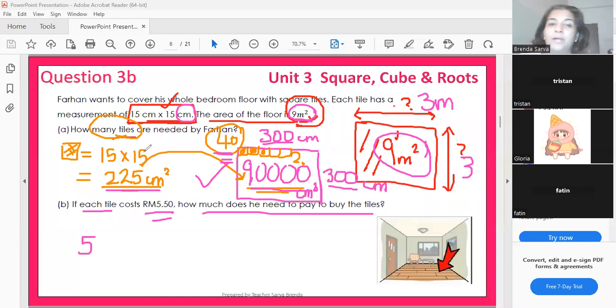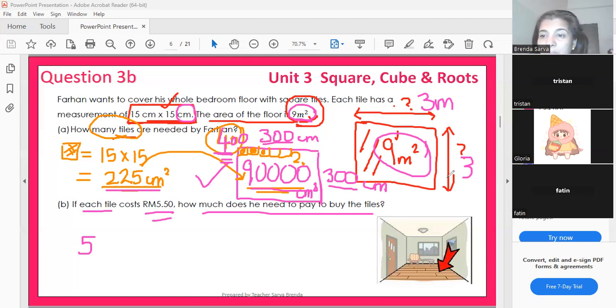How about Tristan also got 400? Okay, that means I think Natasha, Gloria, maybe you missed the zero somewhere. It's 90,000 divided by 225. So sorry guys, it's 400 tiles. Okay, 400 tiles. Really? So much? It's only a room of 3 meter by 3 meter with 15 cm tiles. Yeah, 15 cm is a very small tile, you know that or not? 15 cm is just like your short ruler. So maybe 400 tiles.